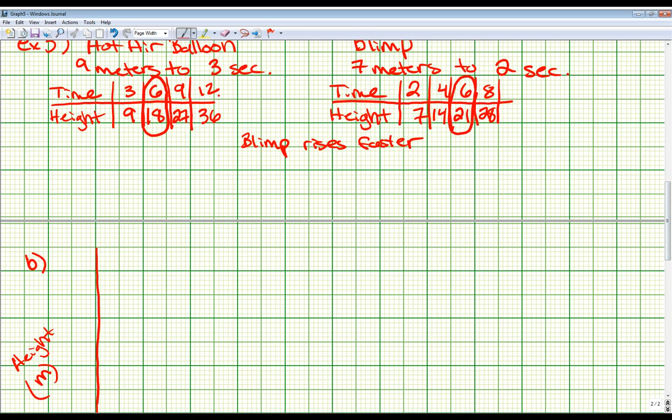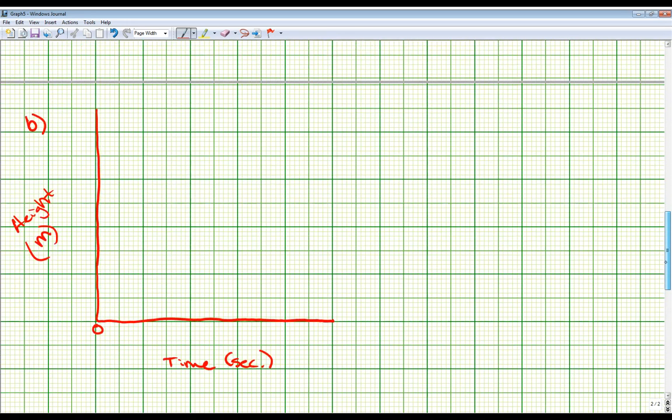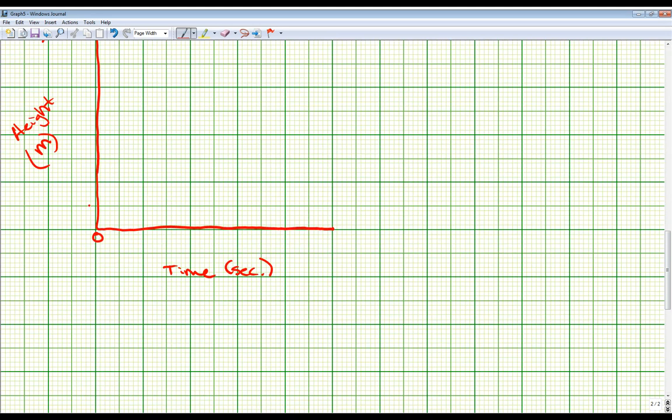So I'm noticing that my highest number is 12. Let's just go by twos. 2, 4, 6, 8, 10, 12. 2, 4, 6, 8, 10, 12.